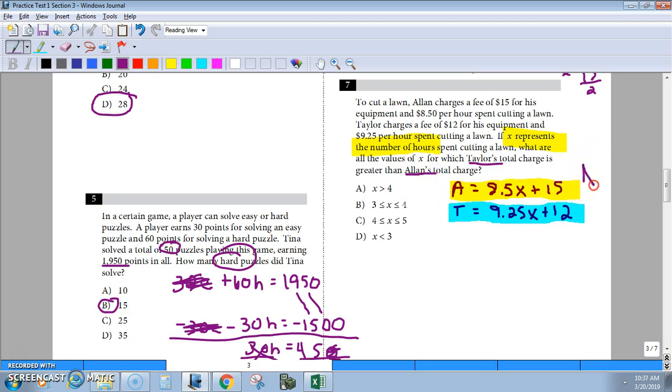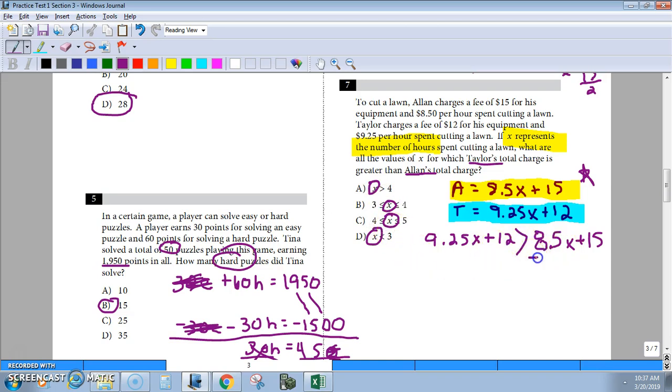So we're going to take these two equations and we're going to make Taylor's equation. We're going to set it up plus 12, and we're going to make that greater than Alan, that's 8.5x plus 15. Okay, and now we're just going to solve for x, right? Because all of our answers, look, all of our answers have an x in them. So we just want to get x by itself.